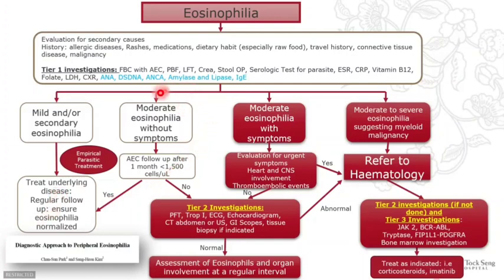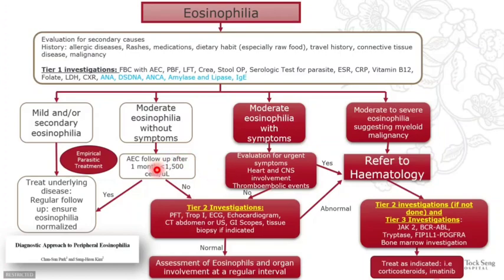However, if your patients have moderate eosinophilia without symptoms, I would still give empirical parasitic treatment, but I would follow them up in 1 month's time. And in 1 month's time, if for example the eosinophilia goes down to mild, that is less than 1.5, then I would ensure a follow up again and ensure that the eosinophilia normalizes. If it doesn't normalize, I would do a tier 2 investigation.